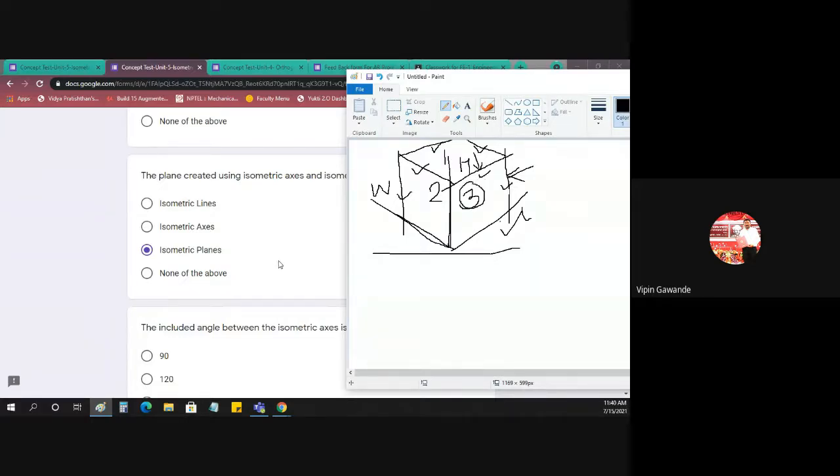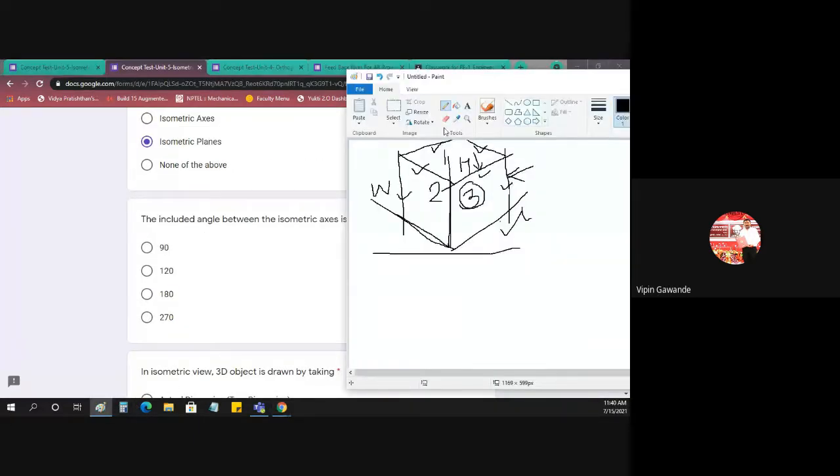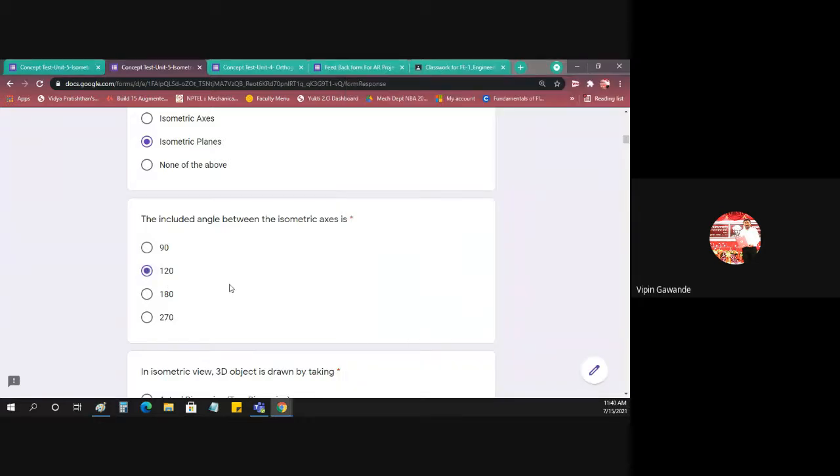Okay. Now the included angle between the isometric axes. What is the included angle in the isometric axes? We have the isometric axes here like this. This is length, this is height, and this is width. So what is this angle here? This angle is 120 degrees. So the correct answer here is 120 degrees.